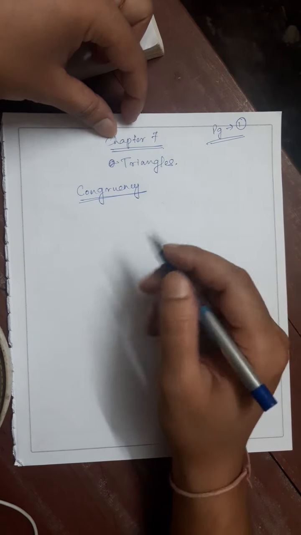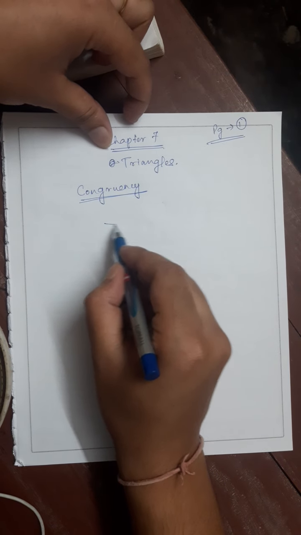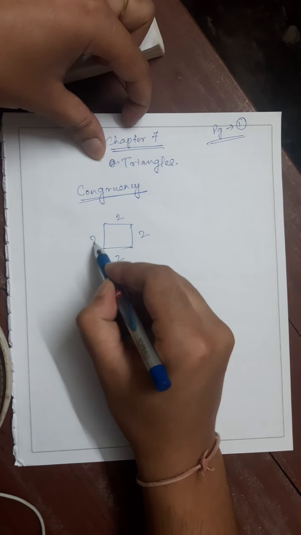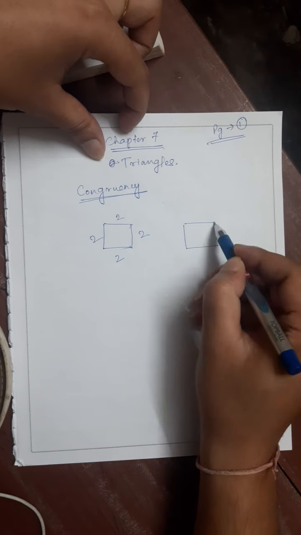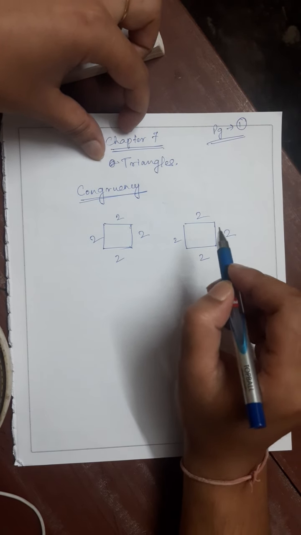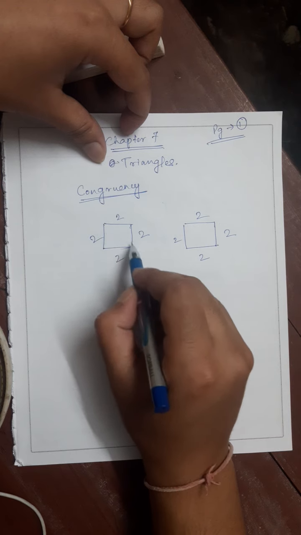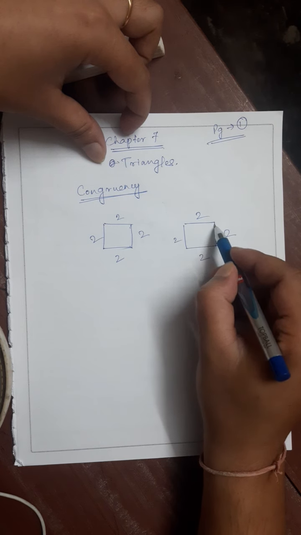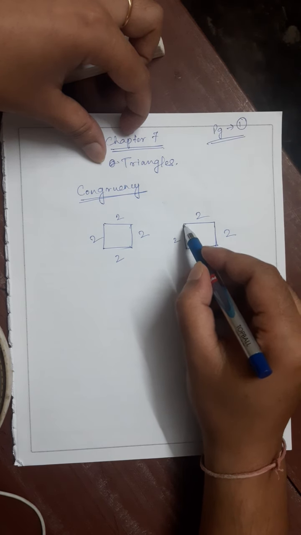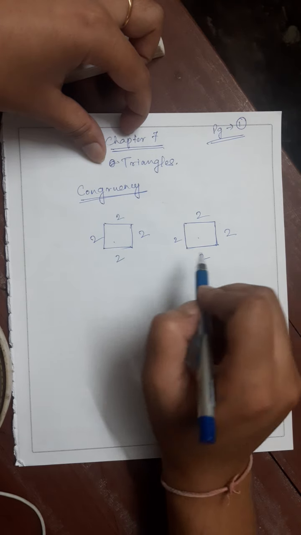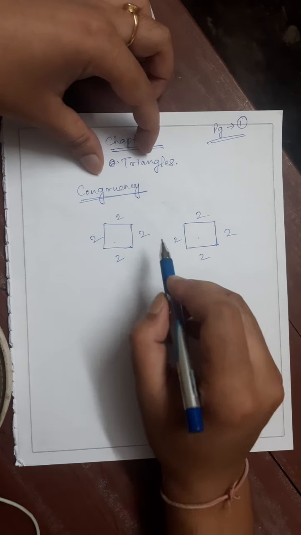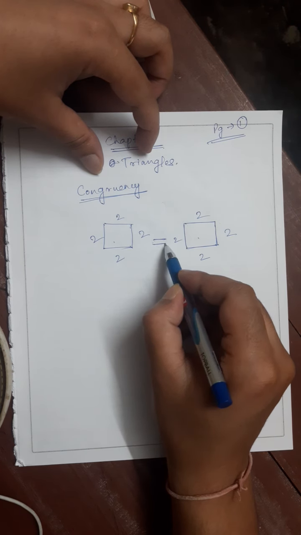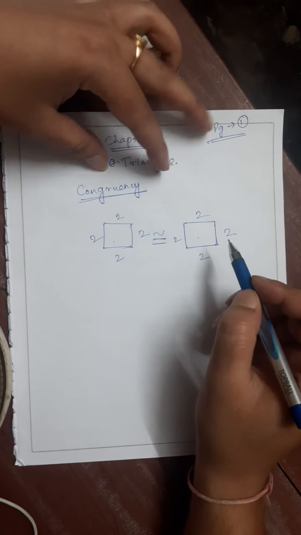We can make two figures congruent, such as take two squares, each of side 2 centimeter, 2 centimeter. Take another square, 2 centimeter, all sides are 2 centimeter. If we take this square and put it above this, then all these sides will completely cover these four sides. That means these two squares are of exactly same size. So then we call these two squares are congruent, and the symbol of congruent is an equal sign, and above there is an arc. Okay.